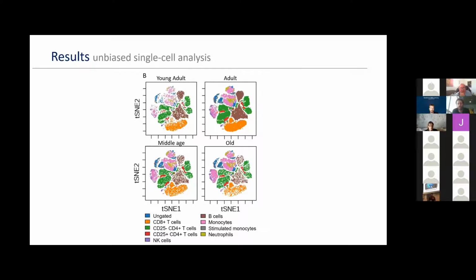People that deal with hematology know, for example, that B cells are expected to go down with age. Monocytes are expected to go up with age. Some expected changes. Some of the changes were unexpected, like an accumulation of a subset of T cells that we completely did not expect. But I'm not going to go into too many details here.